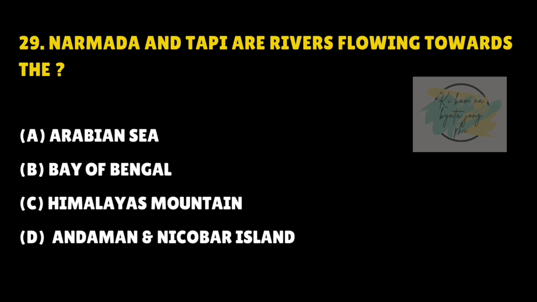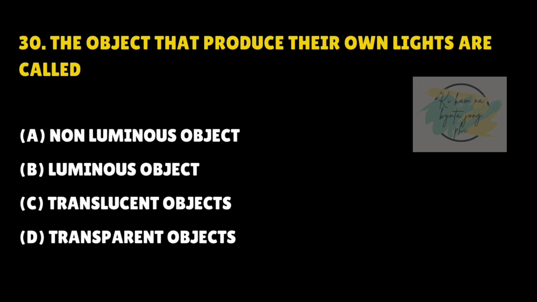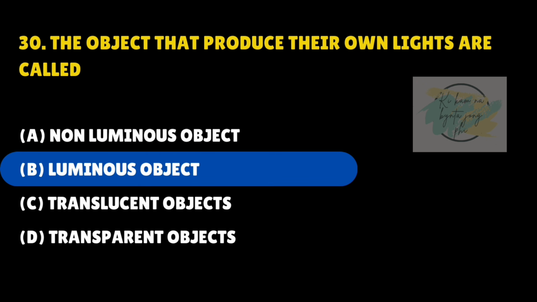Narmada and Tapi are rivers flowing towards the? Answer is A. Arabian Sea. The objects that produce their own light are called? Answer is B. Luminous object.